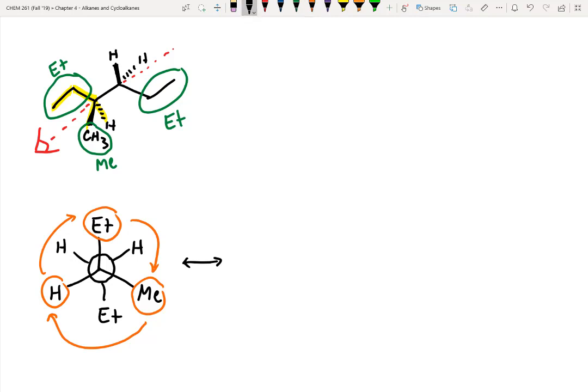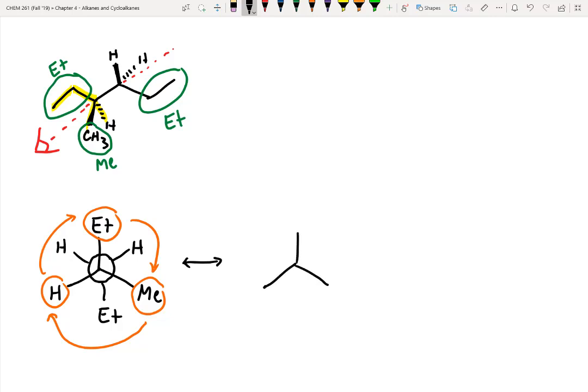I'm just choosing to rotate the front carbon. Would it be wrong if I rotated the back carbon? No. The only thing we don't want to do is rotate both carbons. Then we're just tumbling the molecule. We're not rotating a bond. All right, so I'm just going to rotate the front one.